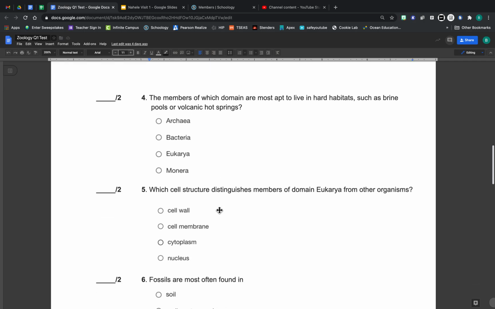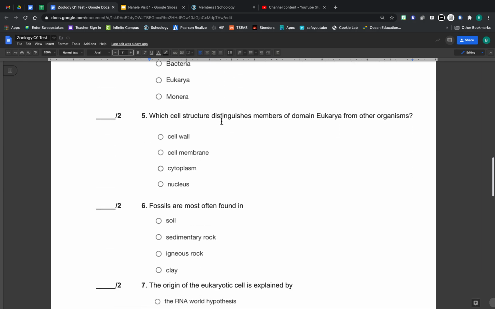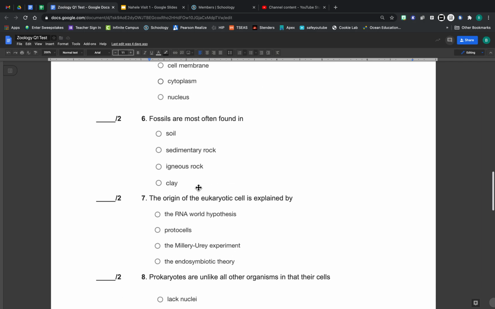Okay, and then to go over these multiple choice questions, most people got these right. So archaea are the domain that are extremophiles, right? They live in harsh habitats such as brine pools and volcanic hot springs. Which cell structure distinguishes domain Eukarya from other organisms? This is the nucleus.